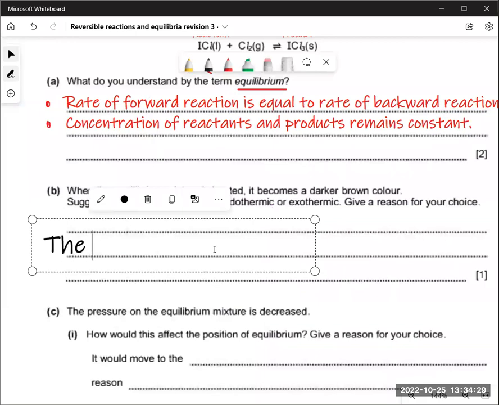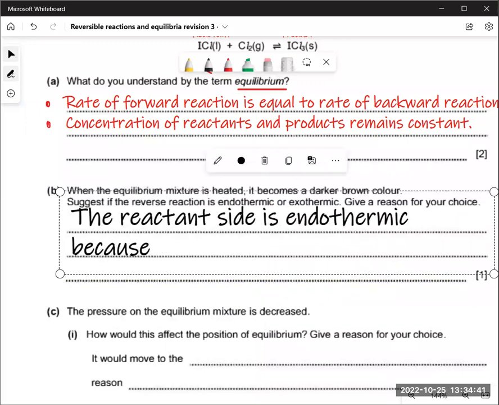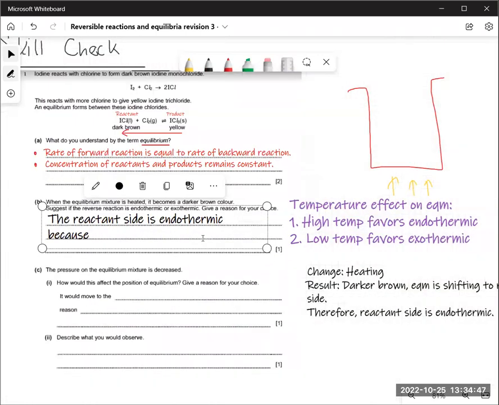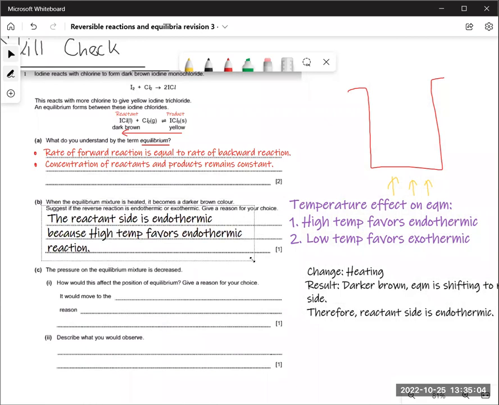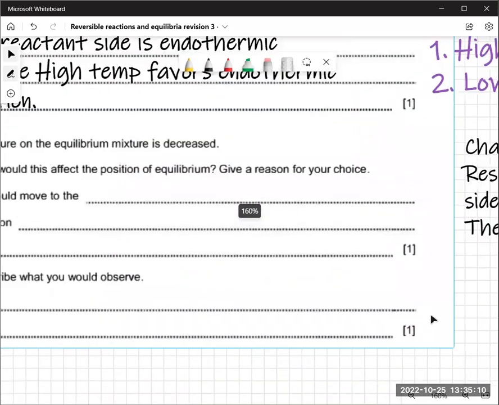The answer is the reactant side is endothermic, and give me a reason. Because it's being heated up. I need something about the rule. You have to mention the rule. Because higher temperature favors endothermic reaction. So that means if I'm heating it, the temperature is increasing, and therefore, because of high temperatures going backward, it must be backward must be endothermic.